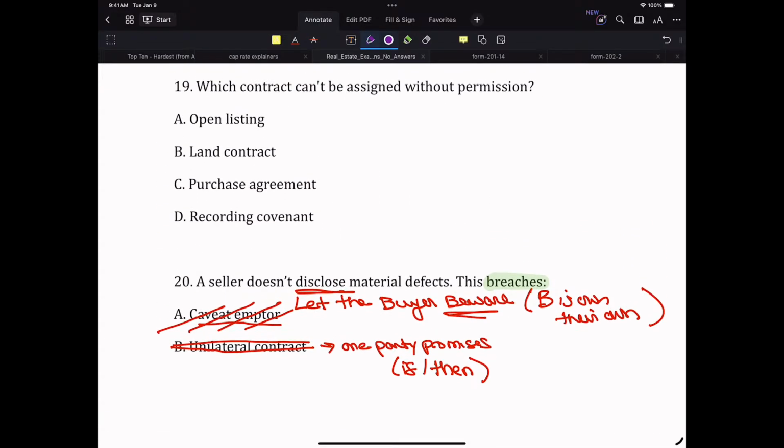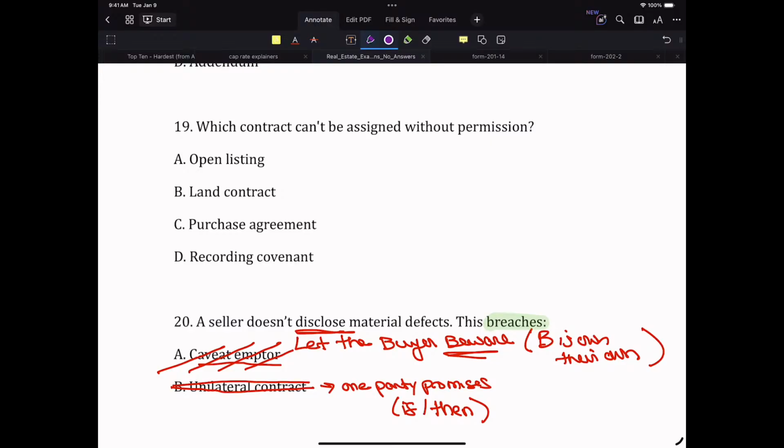All right, let's see what we got now. Which contract can't be assigned without permission? So don't add it to your brain. I would say, Dina, let it kind of marinate in your brain, but don't get too excited. Do not spend any more time on it than what we just did. Which contract can't be assigned without permission? The open listing, the land contract, the purchase agreement, or the recording covenant?